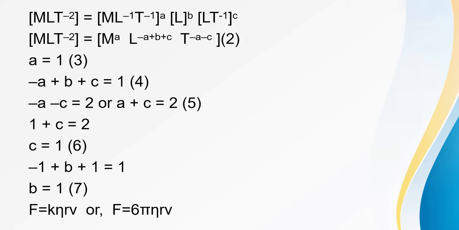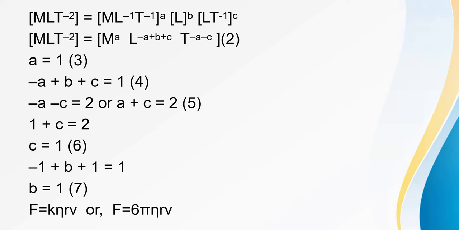The M terms, L terms, T terms can be written together on the RHS. The LHS will be the same, MLT raised to minus 2, equal to M raised to a, L raised to minus a plus b plus c, T raised to minus a minus c. That we can write as the second equation.